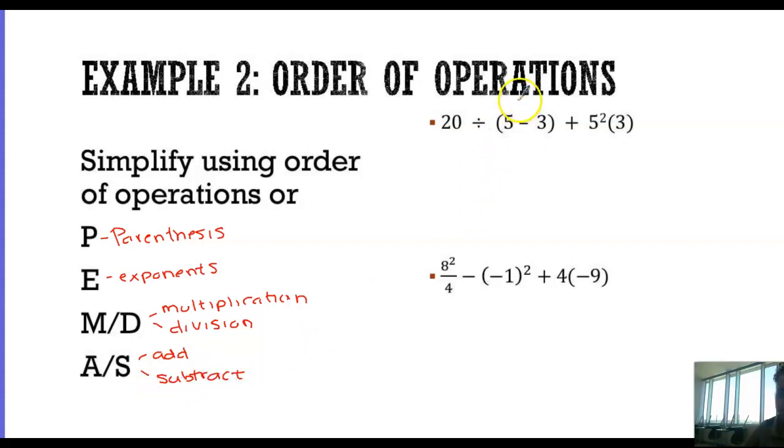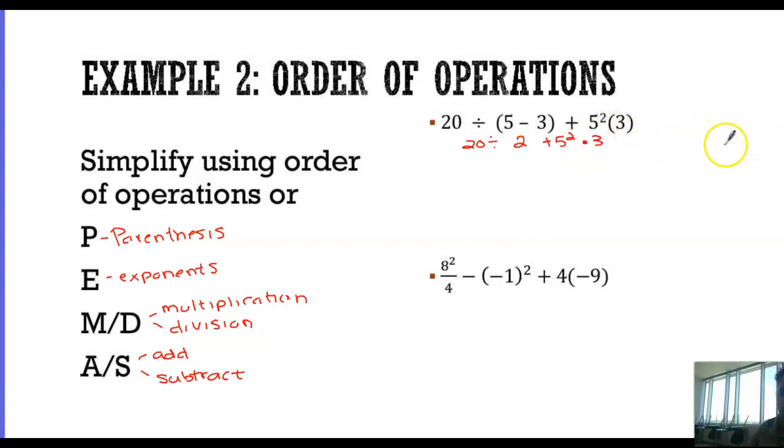So let's look at this first example here. I'm going to start with parentheses. I have a set of parentheses here and a second one at the end. The one at the end doesn't have any operations actually happening within it. So this is more so multiplication. Parentheses means that I'm going to figure out something inside a set of parentheses. So 5 minus 3 is 2. So everything else I'm just going to bring it down: 20 divided by 2 plus 5 squared times 3.